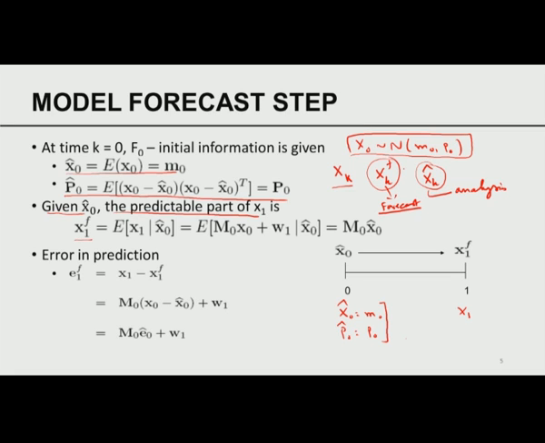That is the predictable part, and that is equal to the conditional expectation of x1 given x naught hat. What is x naught hat? X naught hat is the information about the initial state. Who is going to create x1? The model is going to pull the x naught hat into x1. x1 is the true state of the model. The true state of the model, according to the model equation, is m naught x naught plus w1.